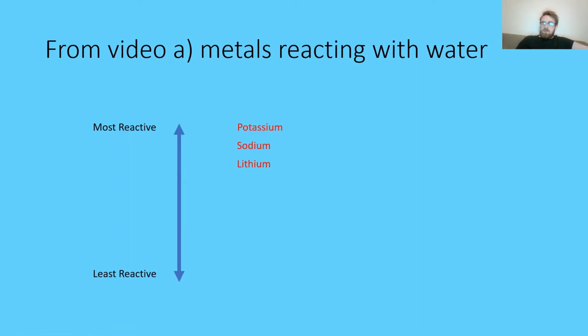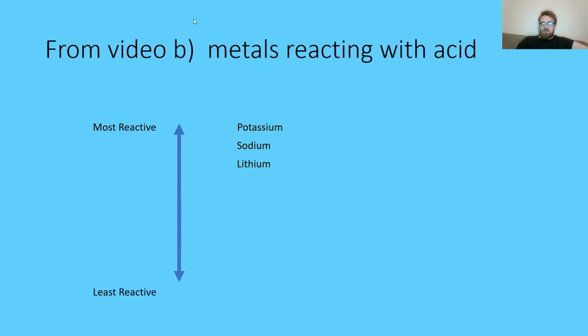Video B was about the reaction of metals with acid. Remember what I said, things that react with acid tend to be underneath. The most reactive one was calcium. It basically bubbled over. The next most reactive was magnesium. It was fairly active, with lots of bubbling. And then we had zinc, which bubbled pretty nicely.